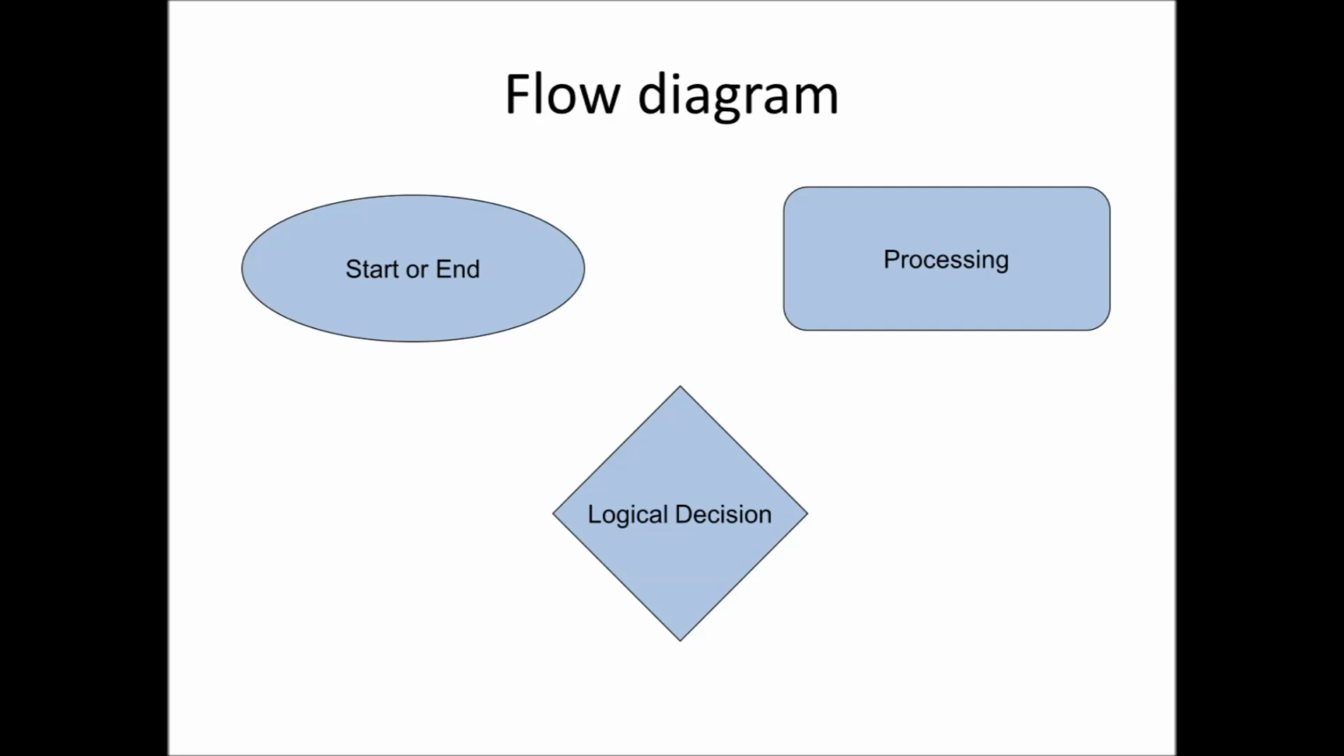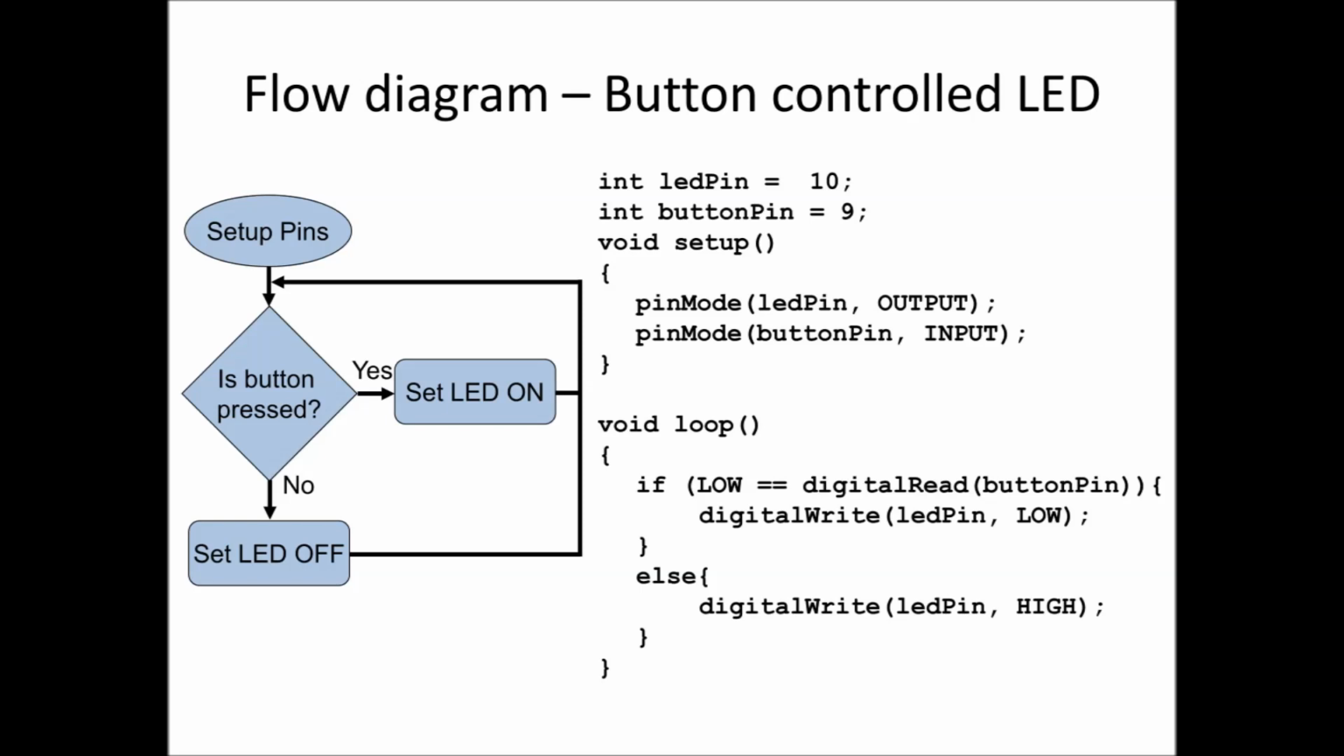And we have logical decisions, which are diamonds. These are logical decisions that need to be made, like if statements or while statements, where we're comparing one thing with another and doing something based on the output. Let's look through a really simple example that uses all three of these elements. Essentially, we've got a switch that we're controlling the LED. If the switch is pressed, we'll put the LED on. If the switch isn't pressed, we'll put the LED off.